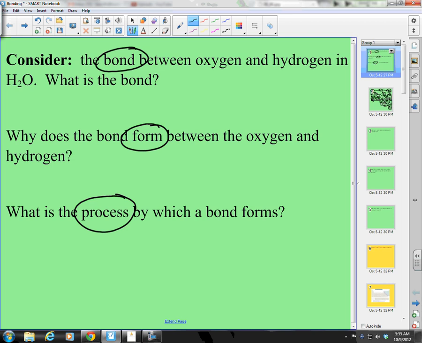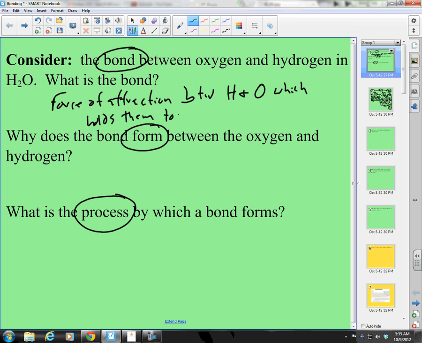Number 1, bond. What is the bond? Okay, it is a force of attraction between hydrogen and oxygen, which holds them together. And specifically what's happening is there's a force of attraction between the valence electrons in my hydrogen and the nucleus of my oxygen, and the valence electron of my oxygen and the nucleus of hydrogen.